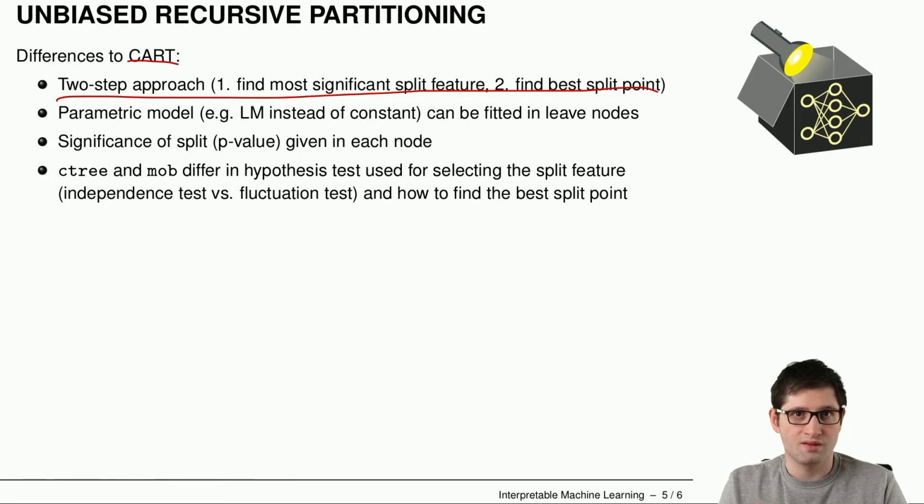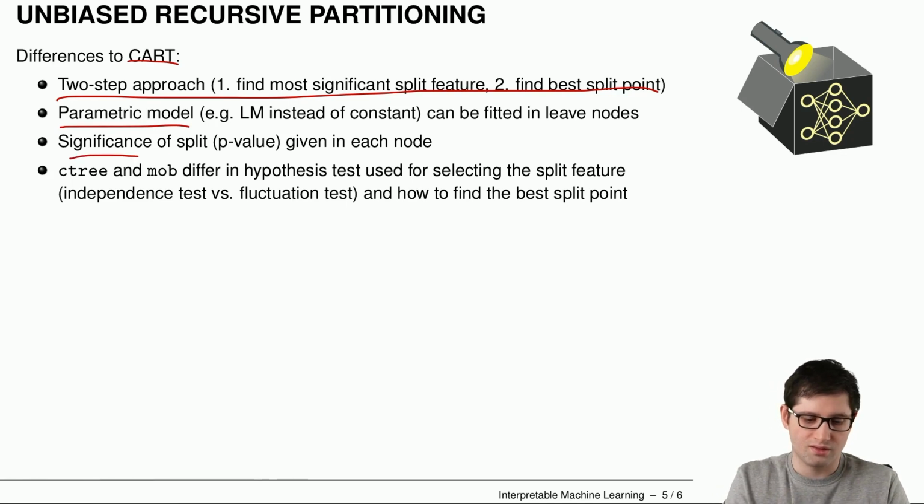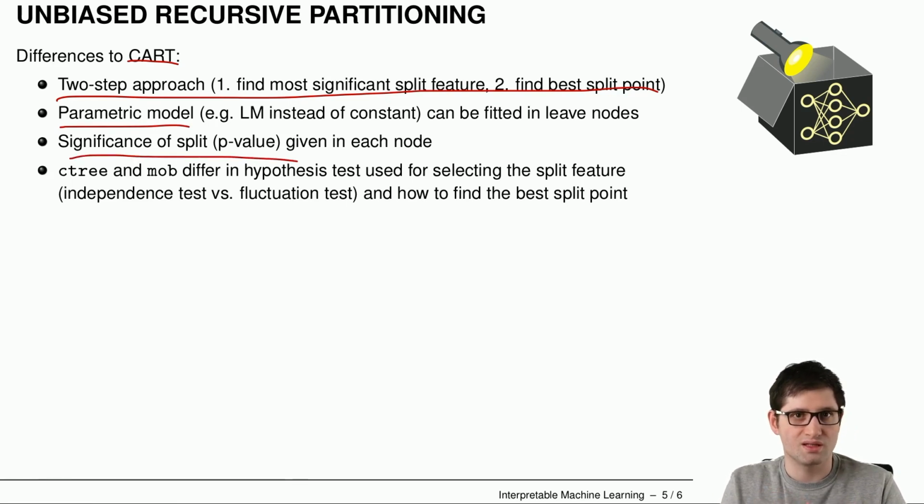So first of all, it separates the finding of the best split feature and the best split point. It does this in 2 separate steps. It also allows for fitting a parametric model in the leaf nodes, and it tells us how significant a certain split that was performed in the decision tree was.